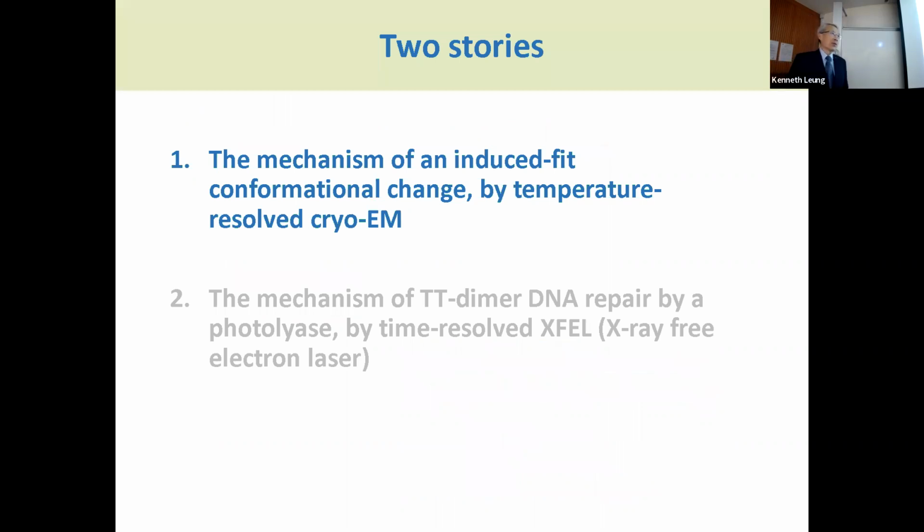So I'm going to tell you two stories today. The first one is on the use of cryo-EM to resolve conformational change in an induced fit mechanism. And the second one will be the use of another emerging technology called X-ray free electron laser to resolve the reaction intermediates of a DNA repair process.